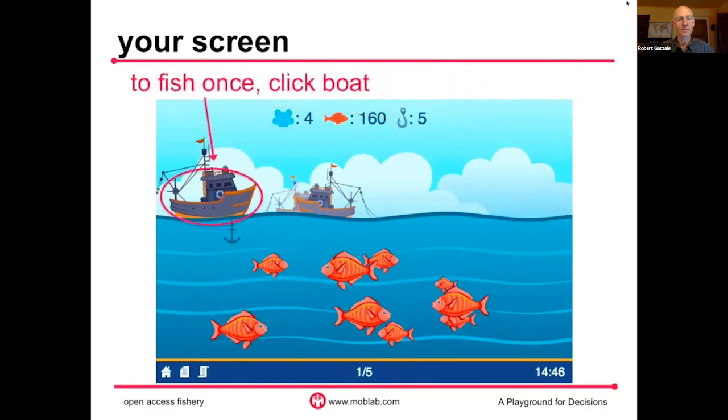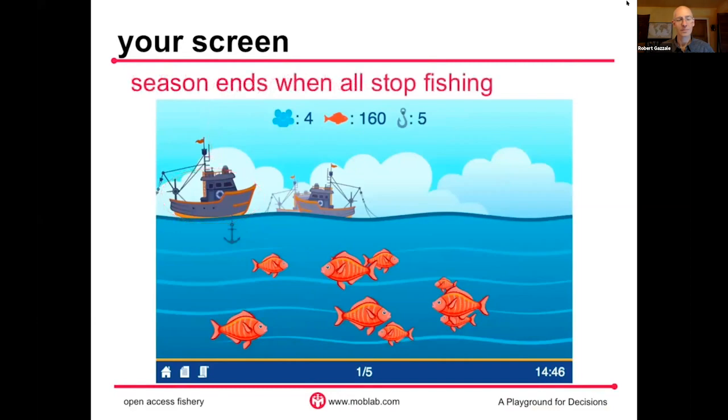To drop your nets, click on the boat. This will add to the number of fish that you have caught this season. Keep clicking the boat until you reach the number of fish you want to catch this season. The season ends once everyone has stopped fishing. To stop fishing, either stop clicking the boat or click the anchor.